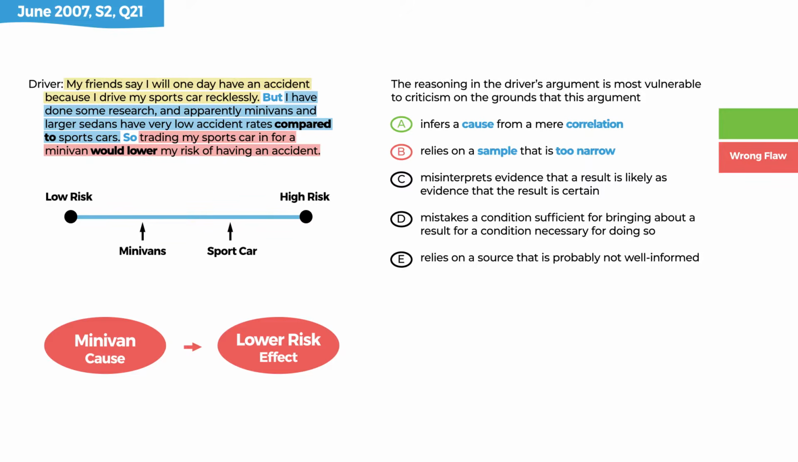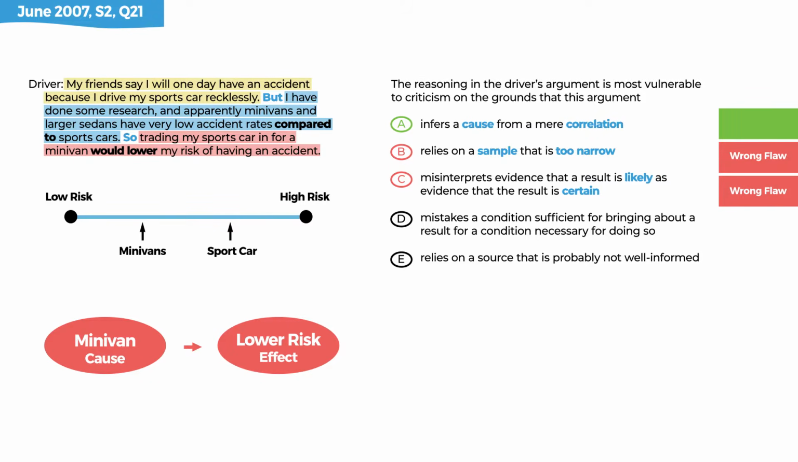Answer choice C says misinterprets evidence that a result is likely as evidence that the result is certain. Well, the key here is that it's switching between likely and certain. The conclusion, trading my sports car in for a minivan would lower my risk. There's nothing certain about that. Lowering the risk does not mean that the driver faces no risk. So we're not talking about a certain outcome in the conclusion. It means we can get rid of answer choice C because while it is describing a flaw, it's not a flaw that's occurring within this argument.